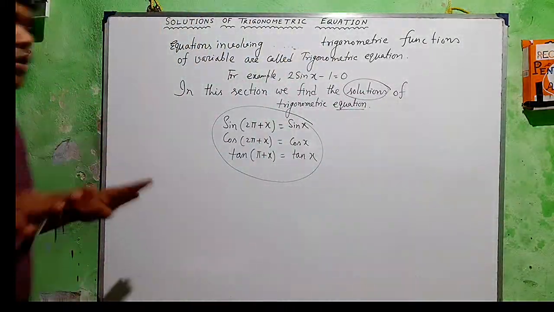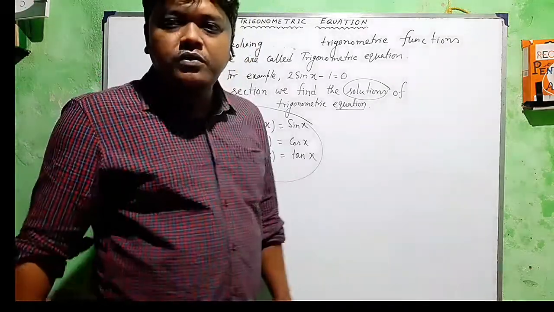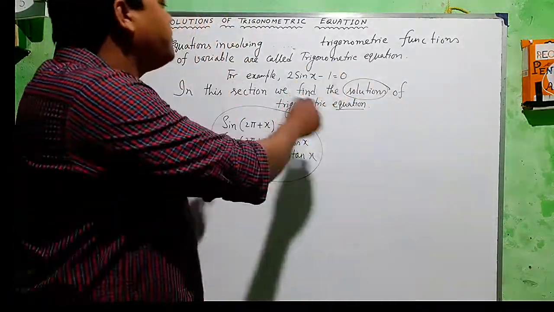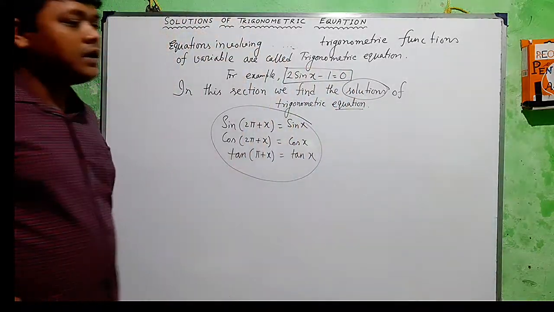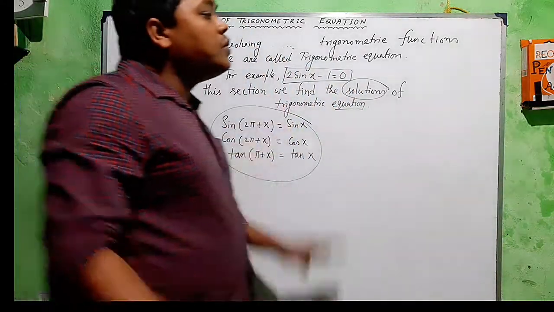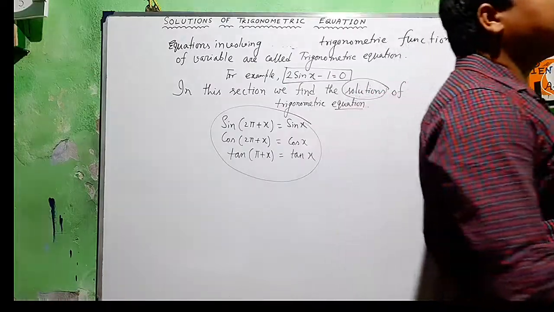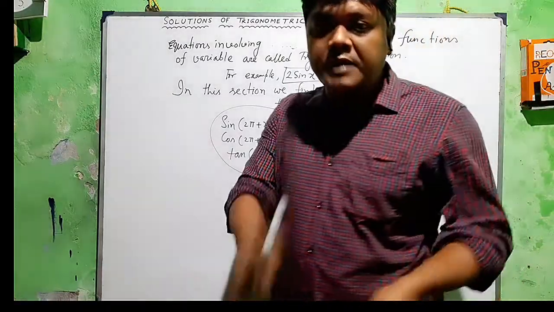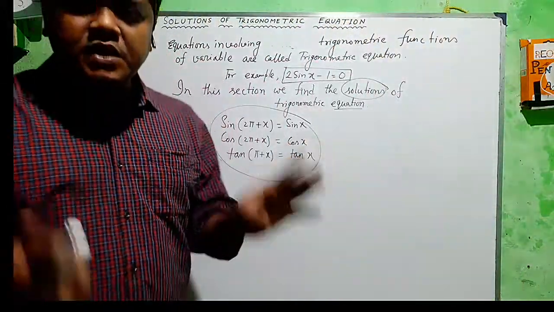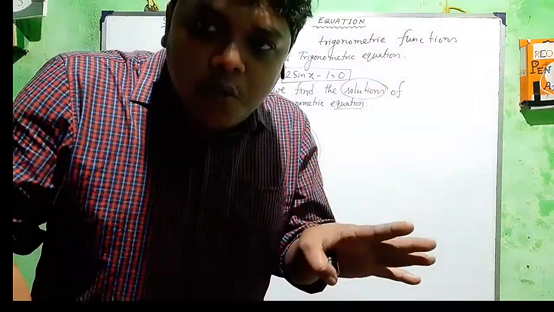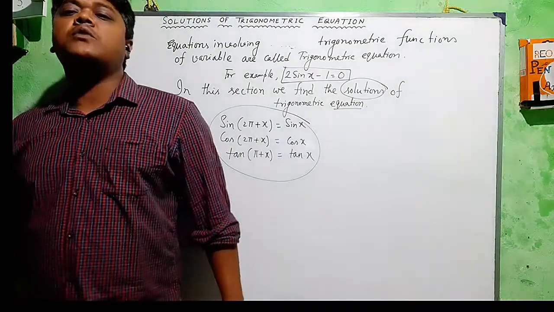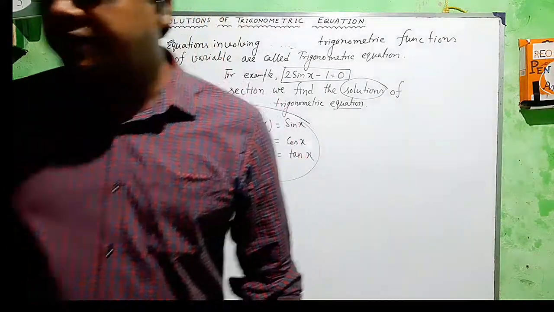So what is our goal? Our goal is that we have to find out the solutions of this type of trigonometric equation. This is a simple equation. Okay. So for finding the solution of the trigonometric equations, we will always get two types of solutions. One is the principal solutions, another is general solutions. So what is the definition of the principal solution and what is the definition of general solution?